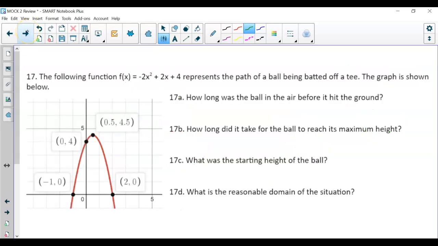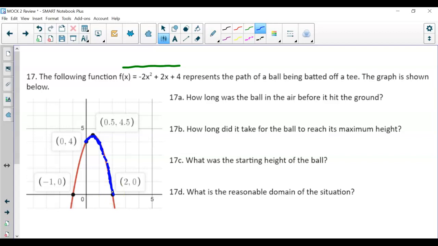Now looking at our graph, we're given this function that represents a ball being batted off of a tee. Now the graph is shown below. This is our function that was already graphed. So here we go. Now keep in mind, the ball is technically starting here, right? Because we can't really start in a negative. So the t is set up here, and this is the portion of the graph we are looking at. So we are looking at this portion. That's what represents the path of the batted ball.